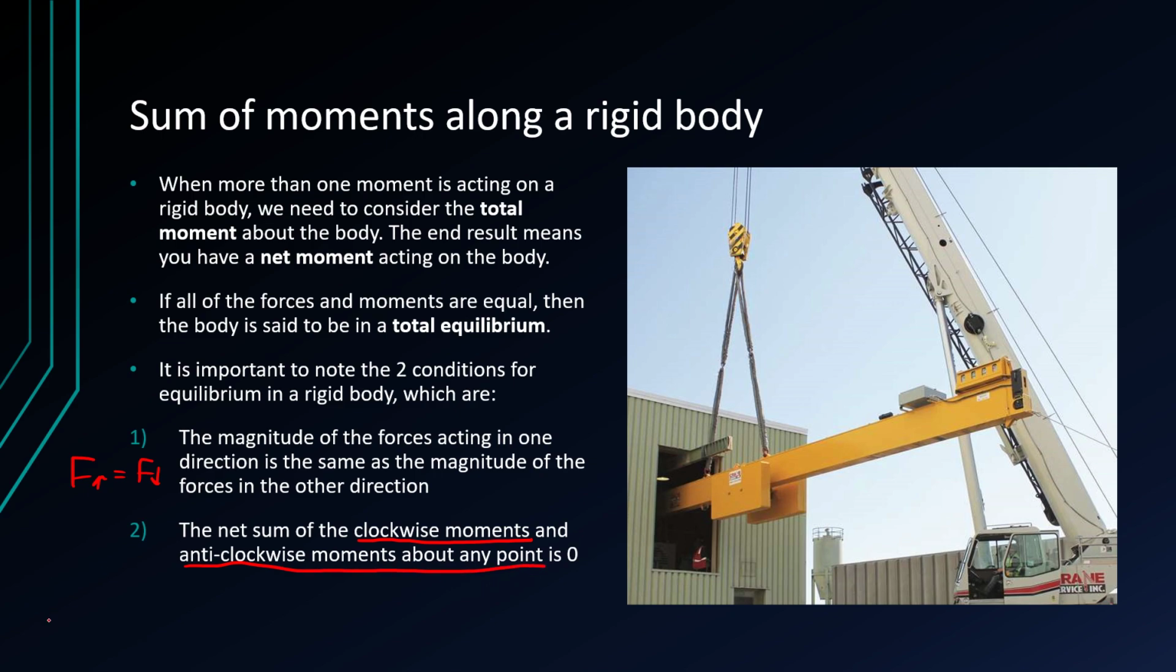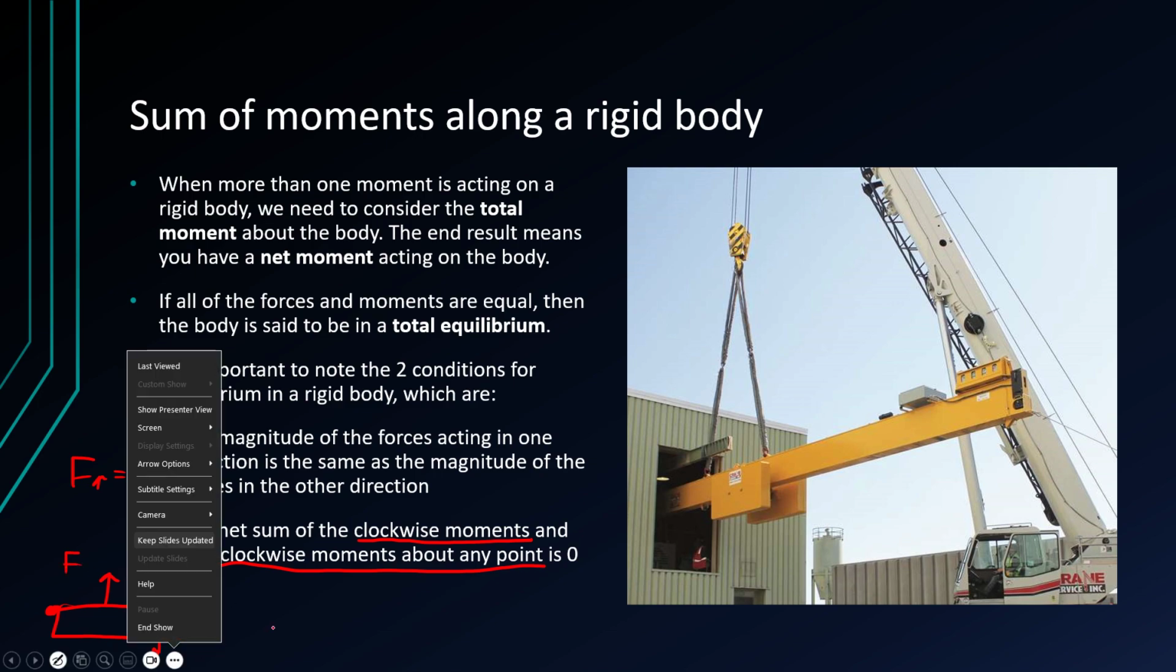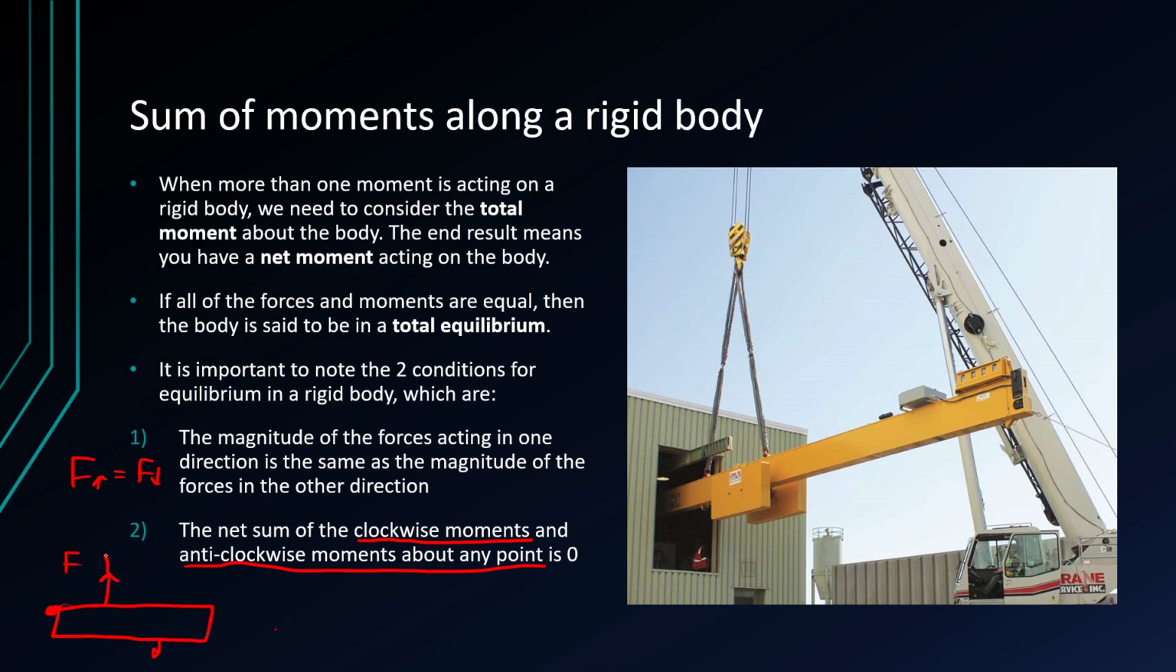So essentially, if you pick a point on a ruler that has some forces, not only do the forces have to be equal, but the net turning force or net moment has to be the same both clockwise and anti-clockwise. And we're going to go through 2 examples of that in the next 2 videos.